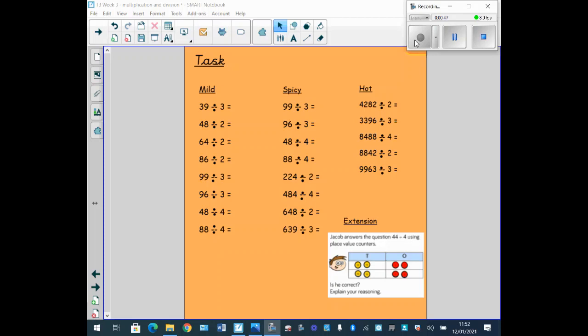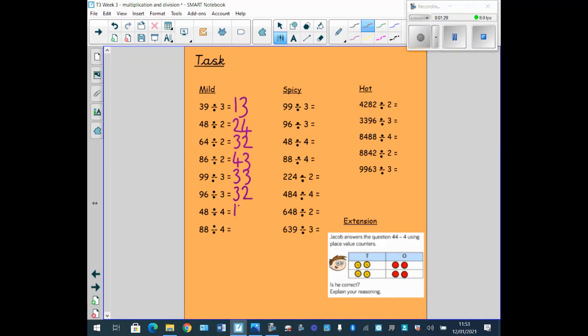Okay, how did you get on? Could you solve these questions using your partitioning and your division skills? Let's go through some answers together. Okay, 39 divided by 3 is 13. 48 divided by 2 is 24. 64 divided by 2 is 32. 86 divided by 2 is 43. 99 divided by 3 equals 33. 96 divided by 3 equals 32.